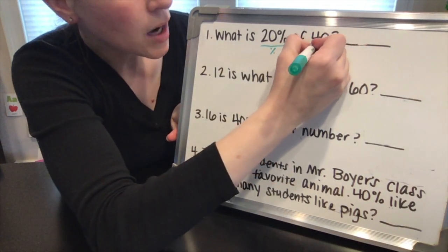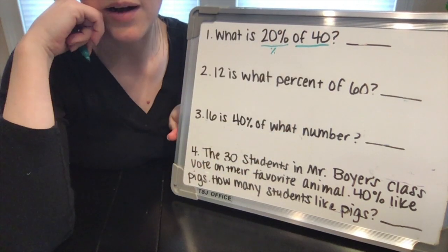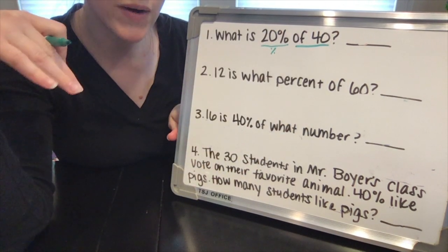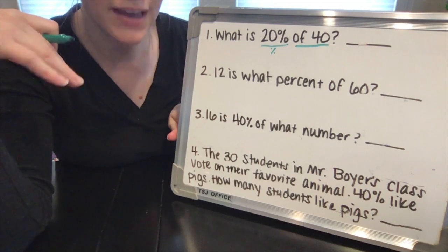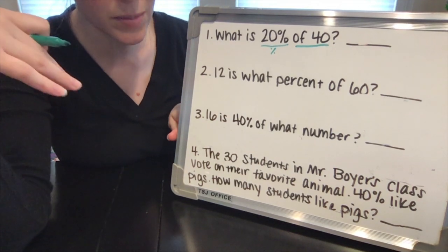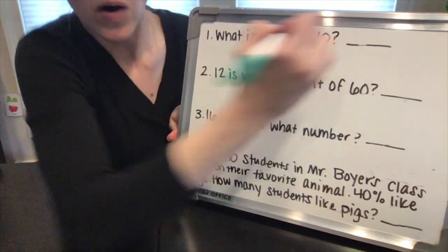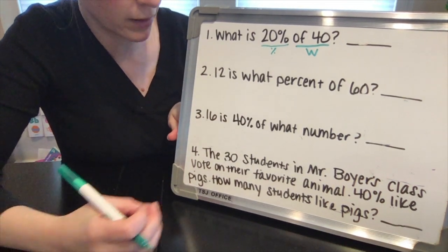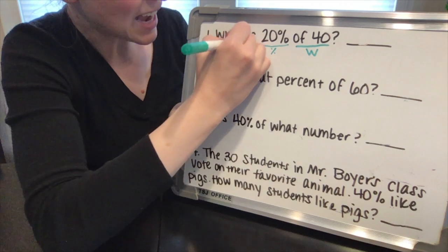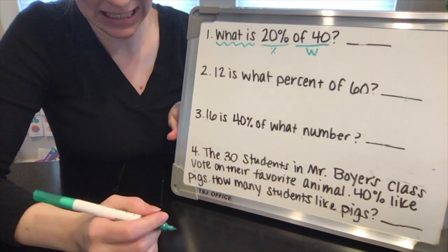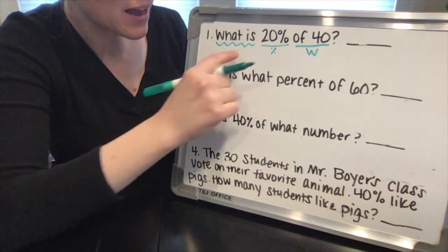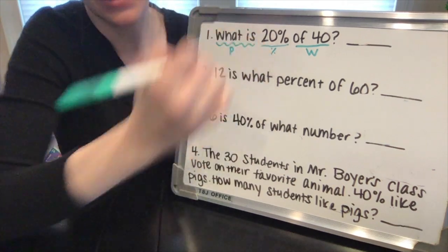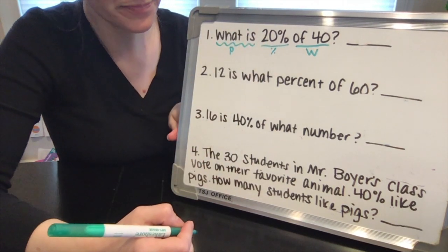I'm also going to underline that 40 with the word of, because we just went over some keywords, and of is a key word that tells me that whatever comes after that is generally the whole. So I know that this 40 is that whole number, that larger number in my relationship. And then it's asking me to find what is 20% of 40. And that keyword is tells me that I am missing the part.